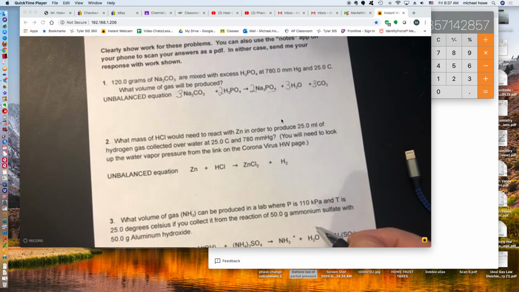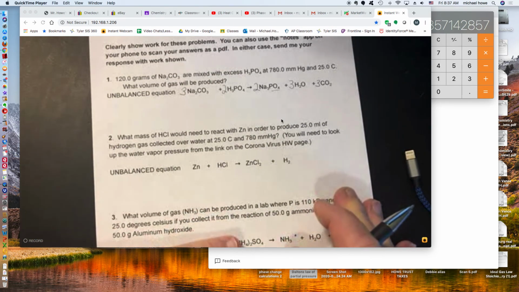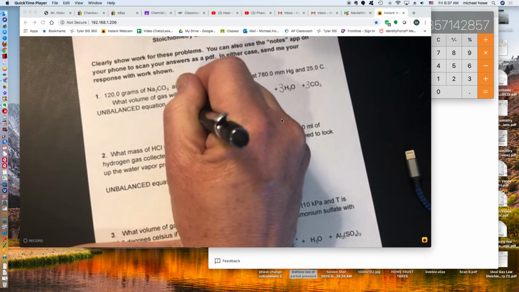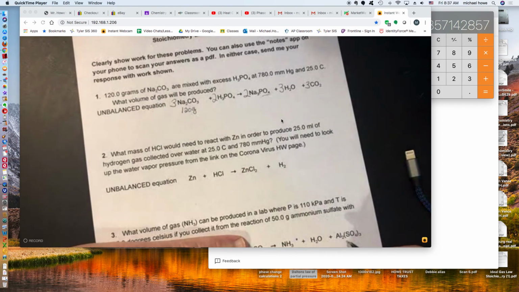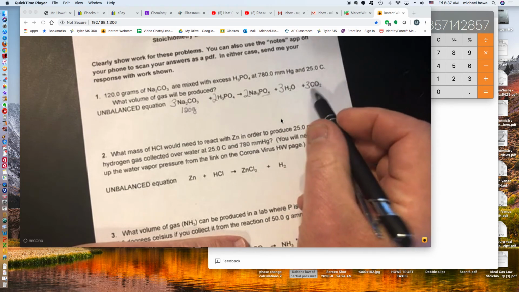All right, first step in any stoichiometry problem is to change to moles, unless you already have moles. But in this case, you don't have moles. What you do have, you have 120 grams of that. So that has to be changed to moles. And you're looking for the gas. So which one of these 3 things over here would be produced as a gas?